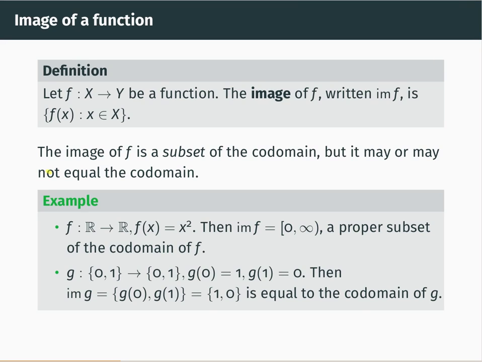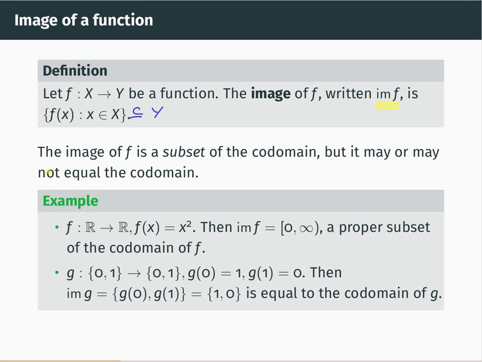If you have a function f from a set X to a set Y, so the domain is X and the codomain is Y, then the image of f, which we write like this, is the set of all things of the form f of little x, where little x is in big X. So the image of f is then a subset of the codomain. In this case, with our notation, it's a subset of Y. But it may or may not equal the codomain. So it's important to distinguish between the concept of image and the concept of codomain. Those are distinct things. They may or may not be equal.